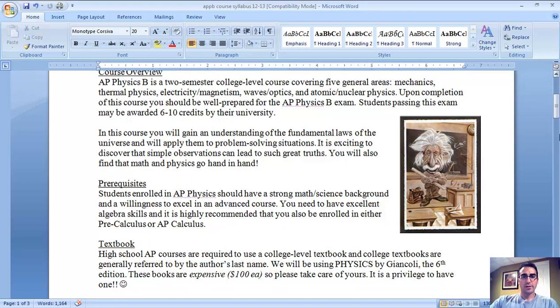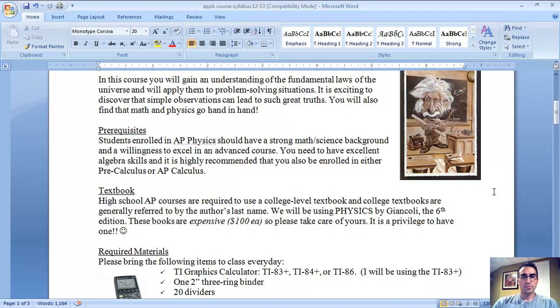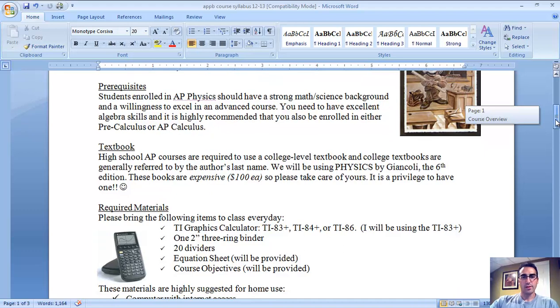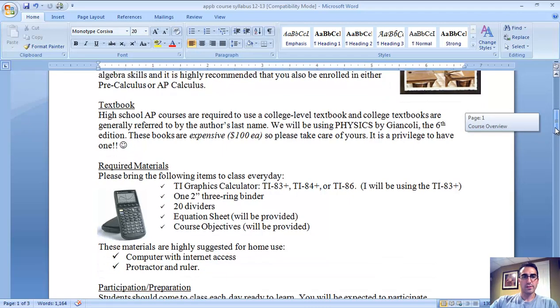In this course, you're going to gain an understanding of the fundamental laws of the universe and hopefully apply them to problem-solving situations. The prerequisites: you should have a strong math background and a willingness to excel. I've looked over a lot of the prerequisites, and I think everybody in here is going to be just fine with their math background. It's not necessarily required that you have a pre-calculus or calculus class on your schedule to be taking this class. You just have to be good at algebra, and you'll find that pretty quickly.